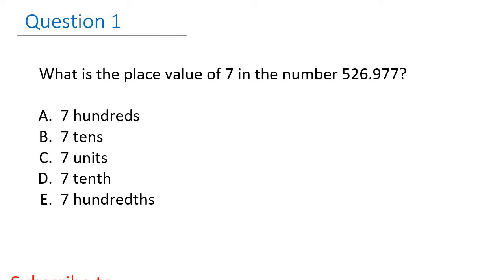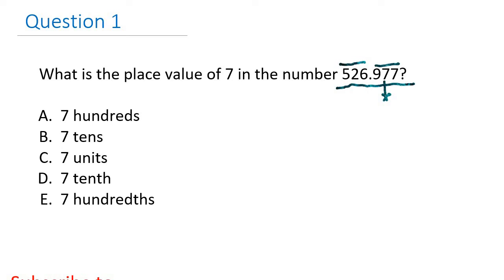Alright, for the first question, this question says, what is the place value of 7 in the number 526.977? If you notice the way I pronounce this number, I pronounce the first 3 digits before the decimal as a whole number, 526. Then after the decimal point, these 3 digits I pronounce each digit one after the other. That's 526.977. It means that 977 are not whole numbers. What is the place value of 7 in this number? We are going to just look at the place value of the first 7.